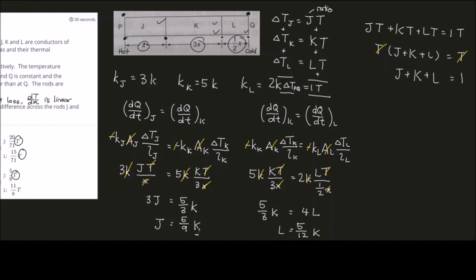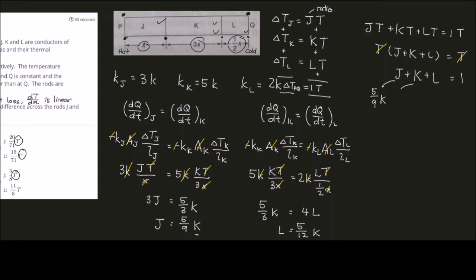So we have J plus K plus L equals 1, and we express everything, J and L, in terms of K. So it's probably a good idea for us to find the value of K. Then we can substitute the value of K here and get the value of J. Then it's just a matter of substitution, then we get our answer. Okay, we are not sure what the answer is, so let's try. So J is 5 over 9 K.